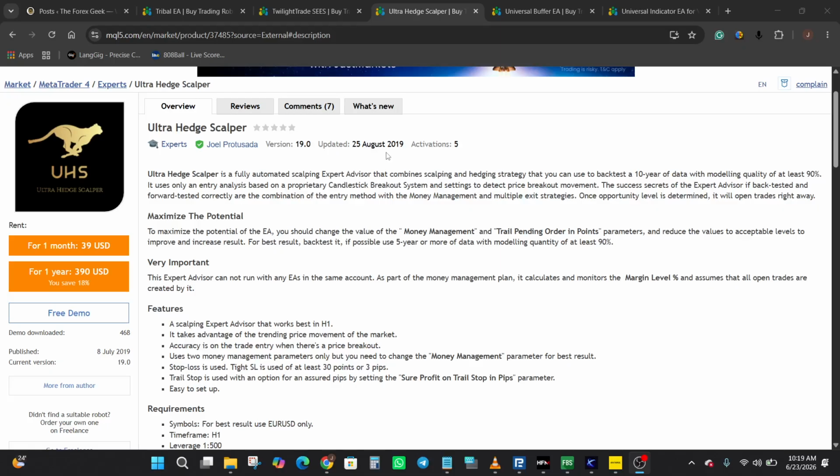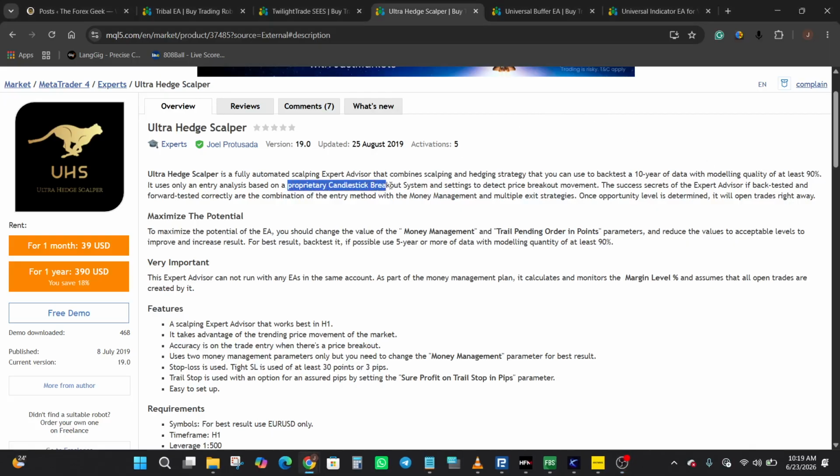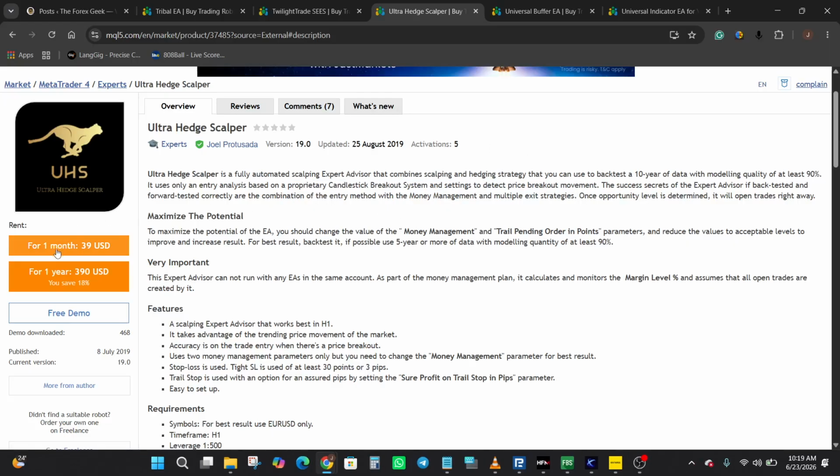Starting with the Marketplace overview, Ultra Hedge Scalper is described as a fully automated scalping expert advisor that combines a scalping approach with a hedging strategy. According to the developer, the system uses a proprietary candlestick breakout system, together with breakout detection settings to identify trading opportunities. Now, before we continue, we can see that the EA is available just for rentals. 1 month going for 39 US dollars, and a year is going for 390 US dollars.